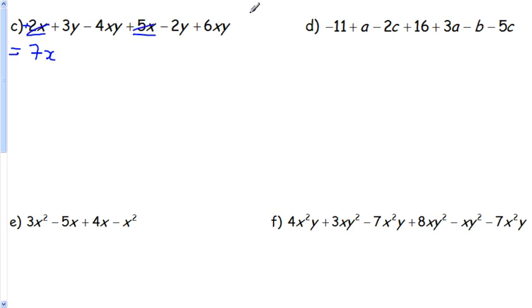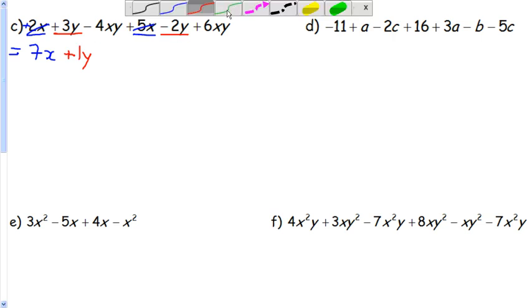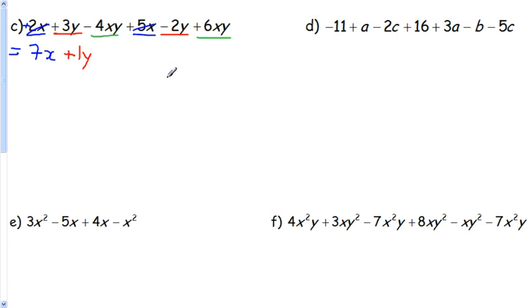So we can cross those ones out as being done. Let's change the color here. Now let's see, positive 3y, any more y's? Yes. Negative 2y. So 3 minus 2 gives us plus 1y. Now the 1, we don't actually have to write it. We can just say plus y. Let's change the color here for the next one. We have xy, minus 4xy's and plus 6xy's. So negative 4 plus 6 gives us positive 2xy.